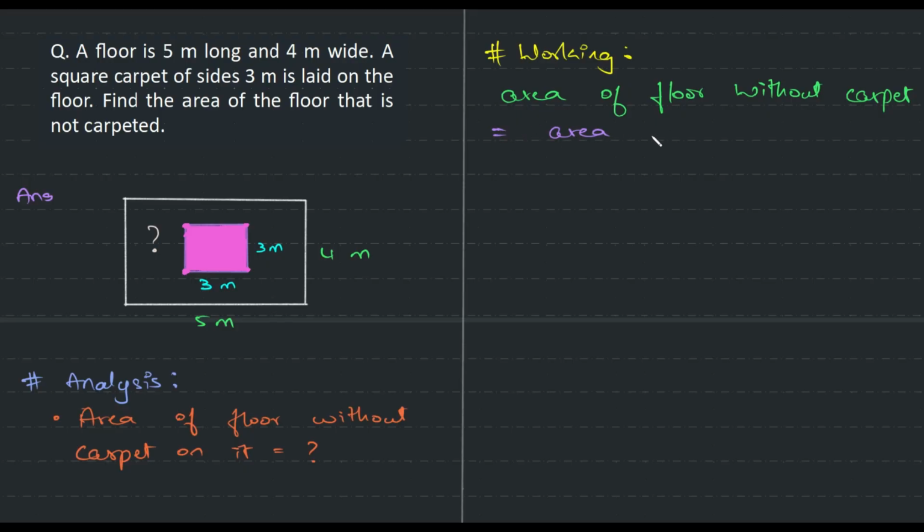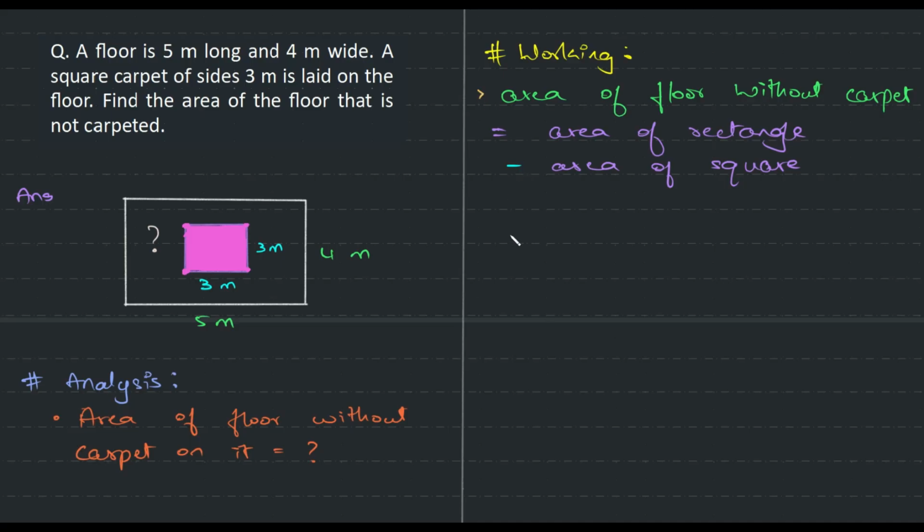Okay, I'll give you guys a clue. Area of rectangle and area of square, we need to figure this out. And between them, should I add them, subtract them, multiply them, or divide them? What should I do? Yes, subtract them. So area of the rectangle minus area of the square is what we are looking at.